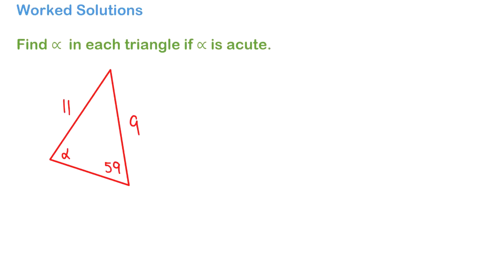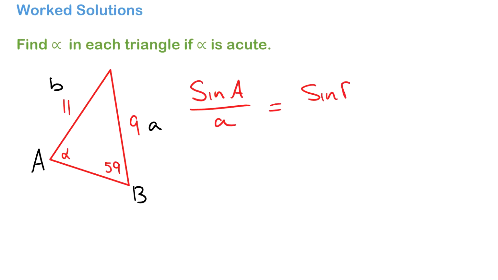Alright, so how we begin is, like always, it's a good idea to label your triangles. So we're trying to find alpha. In the last video, I stated that you always want your unknowns to be your A's. So in this case, this angle is going to be my capital A, and if I draw a straight line across, this is my lowercase a. Capital B, lowercase b. Write down your formula: sine A over A equals sine B over B.